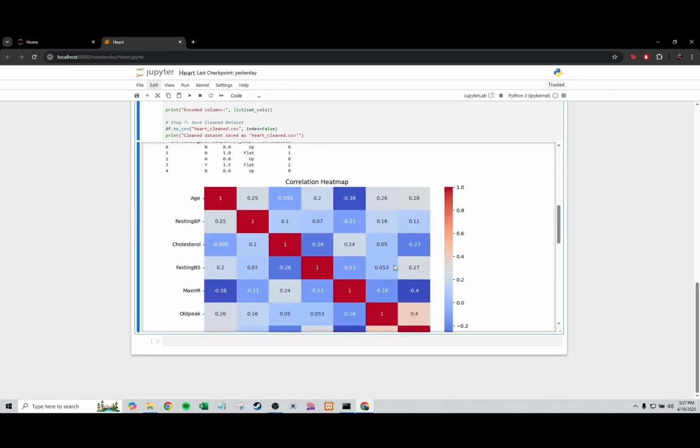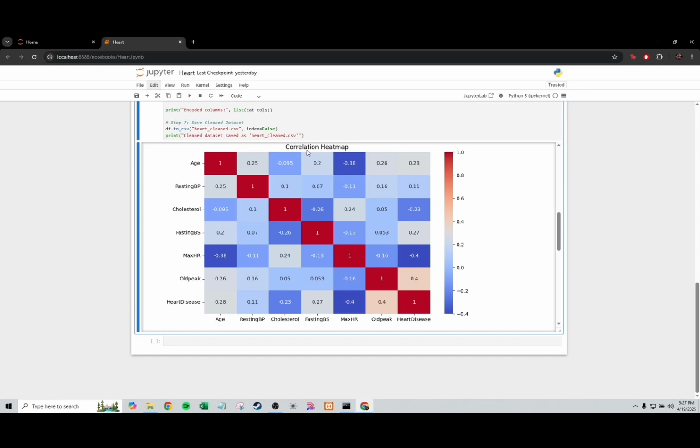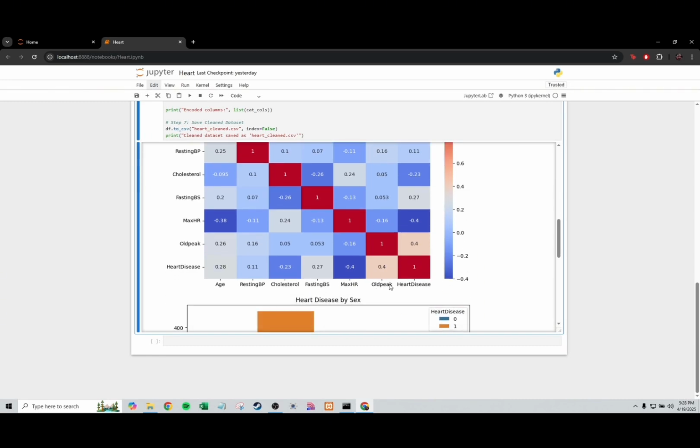For the visualization and analysis, let me show you 3 key visualizations from the project that help draw meaningful insights. For the first one, we have the correlation heat map. This heat map shows how each numeric variable is correlated with the target heart disease. Variables such as old peak and max heart rate had strong correlations. These are likely to be more important predictors.